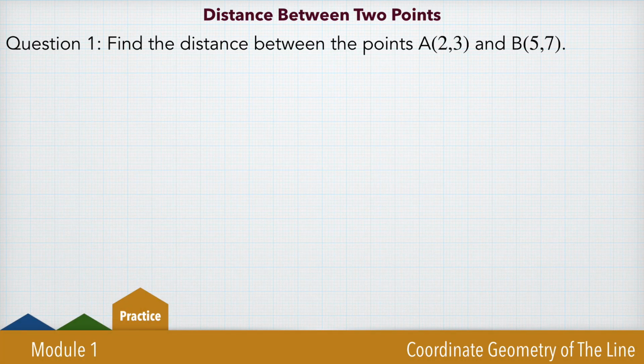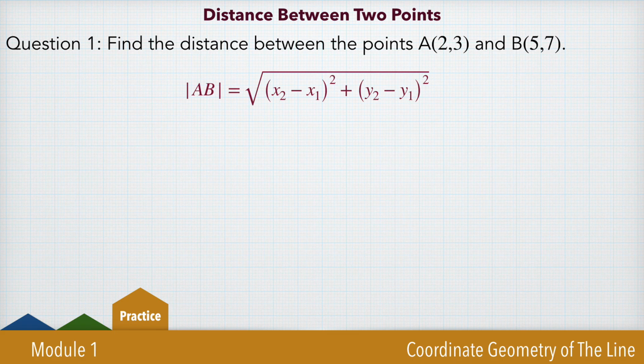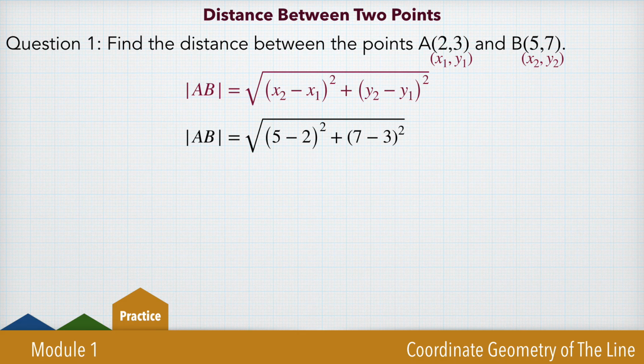In this practice question, we must find the distance between the points A(2, 3) and B(5, 7). As we have the coordinates of the 2 points, we can use the distance formula. We start by labelling the coordinates x1, y1 and x2, y2. Next, we substitute the values into the formula as labelled. At this stage, you can enter this directly into your calculator to find the answer. But in this example, I will go through it step by step in order to revise some maths rules.